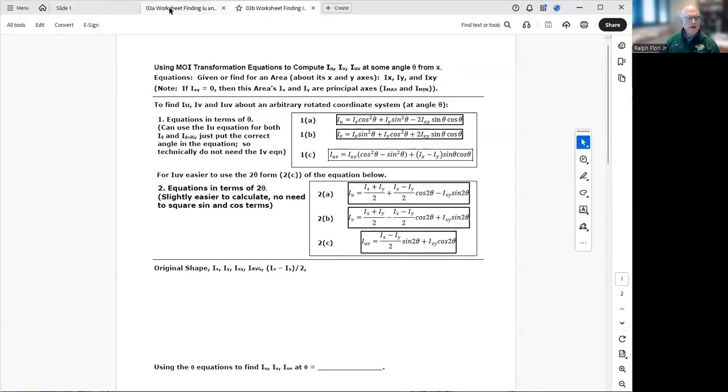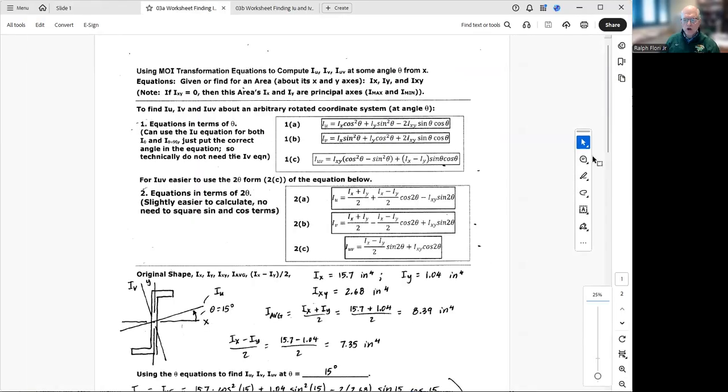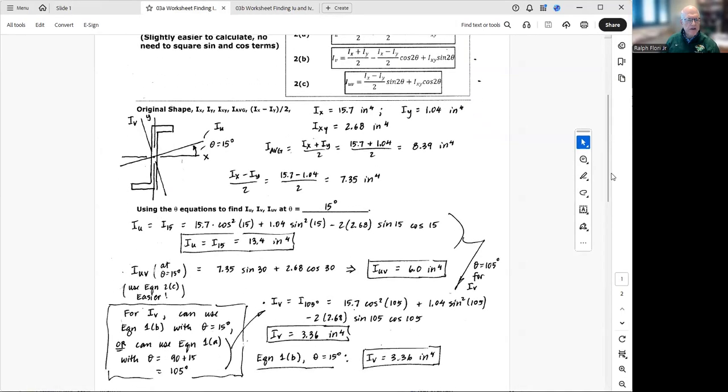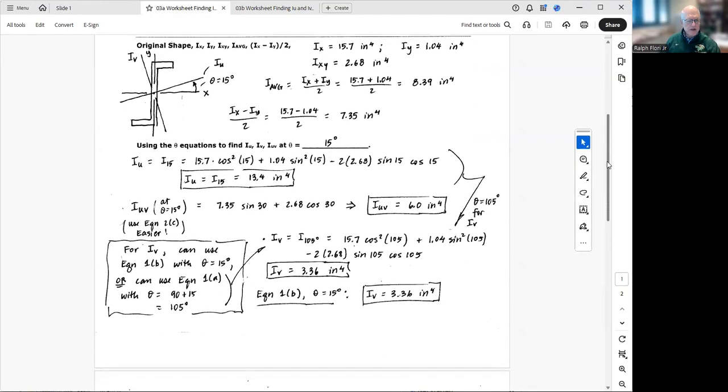In that previous video, I used this worksheet and worked this S-shaped problem and worked through the procedure. And I'm going to show you how to do this in the Excel spreadsheet that's included.